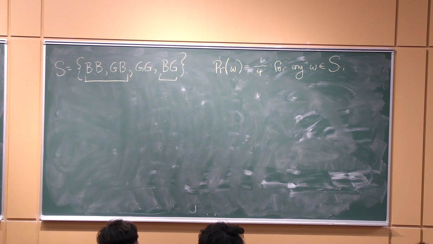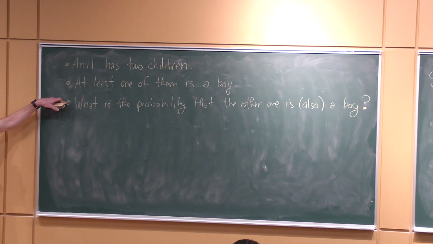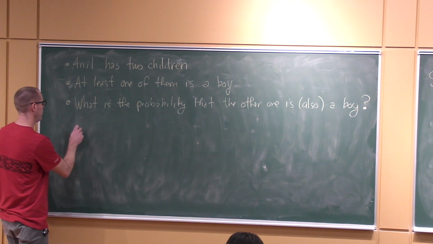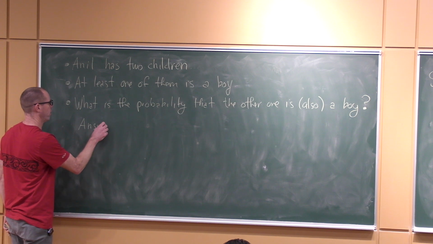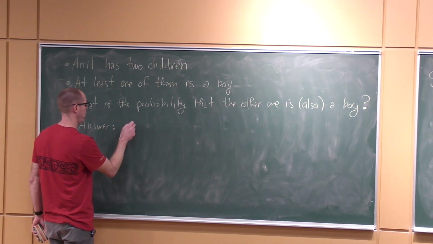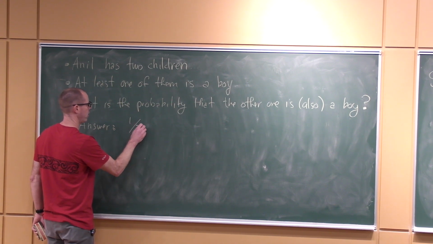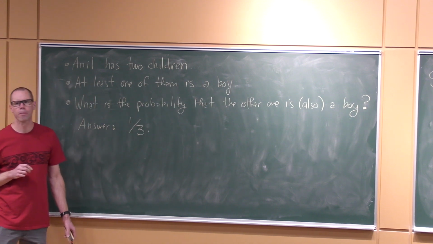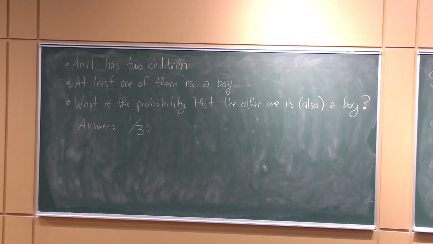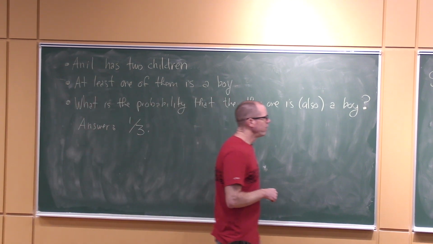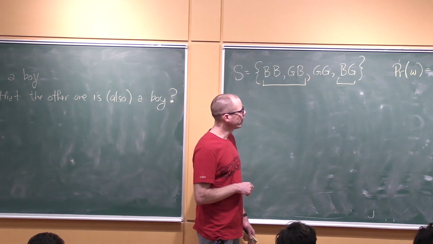In how many of those, so each of those 3 is equally likely, in how many of them does Anil have 2 boys, knowing that at least one of his children is a boy? The answer is 1/3. Kind of surprising, right? Binary problem. And we end up with a 1/3 in there.